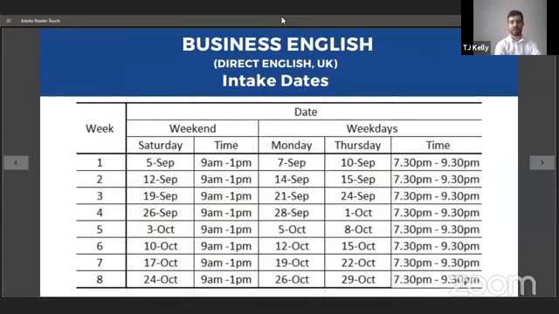Okay, so here we're looking at the intake dates. We're currently dealing with the next intake, which should be on the 14th of September. This is illustrative of how our lessons are delivered. We currently run 2 sets of lessons, so you can either learn on a weekday evening for 2 hours twice a week, on the Monday evening and the Thursday evening.